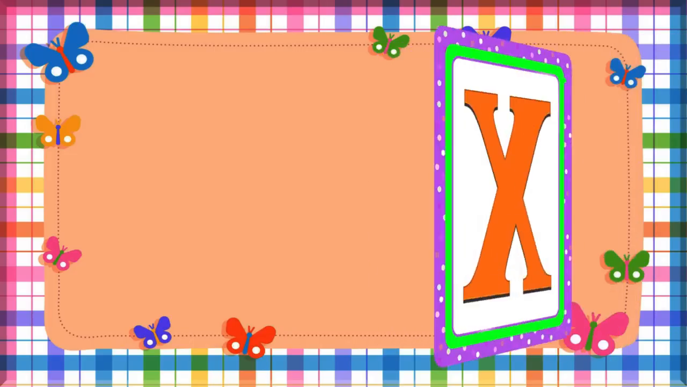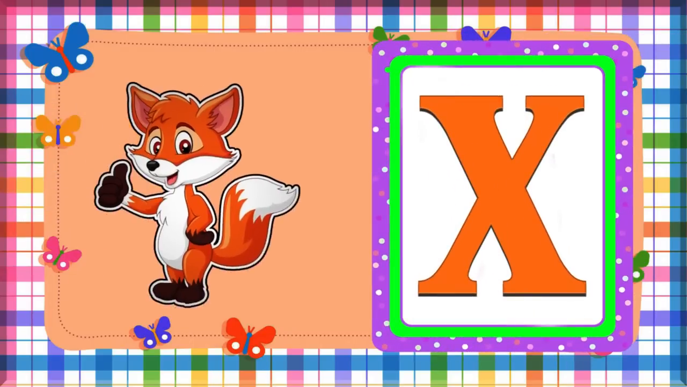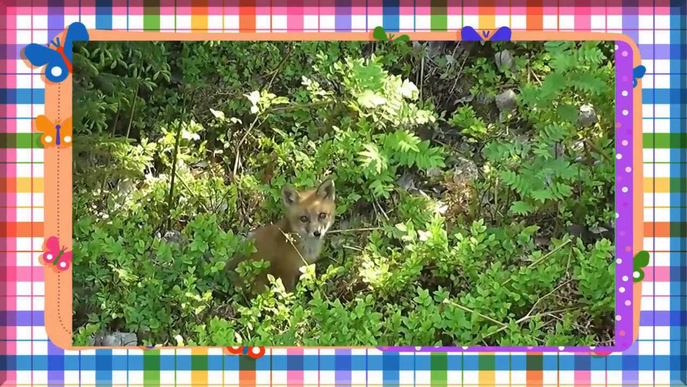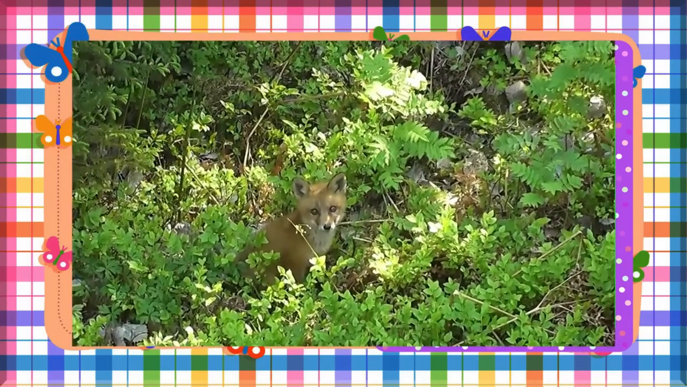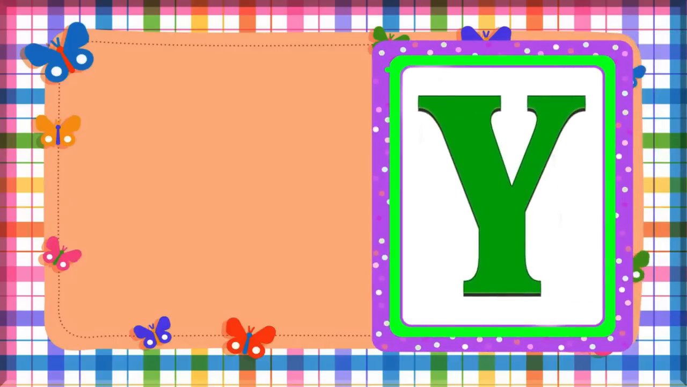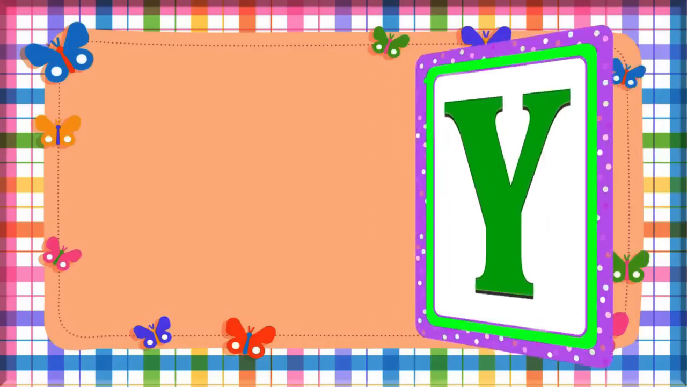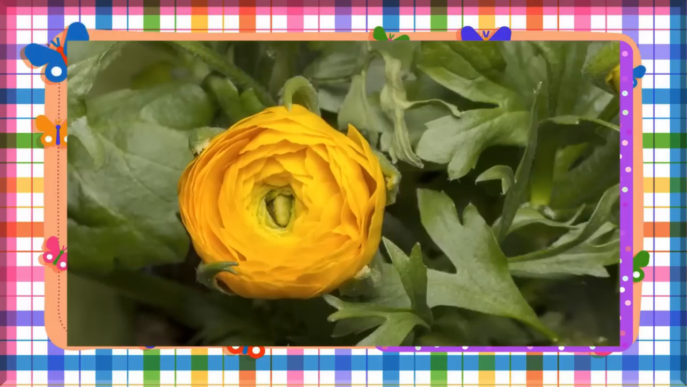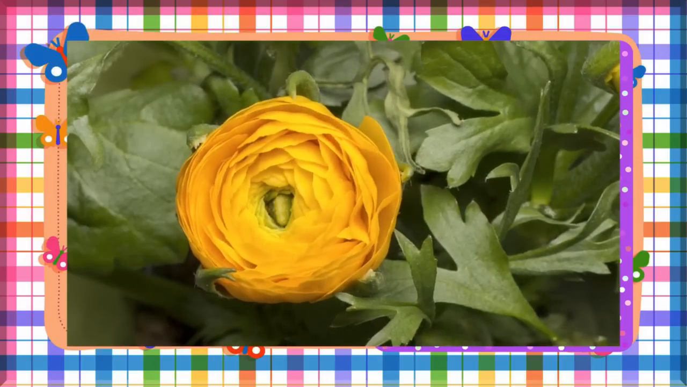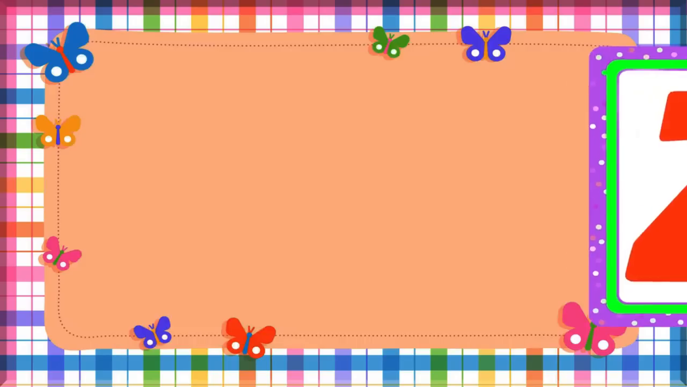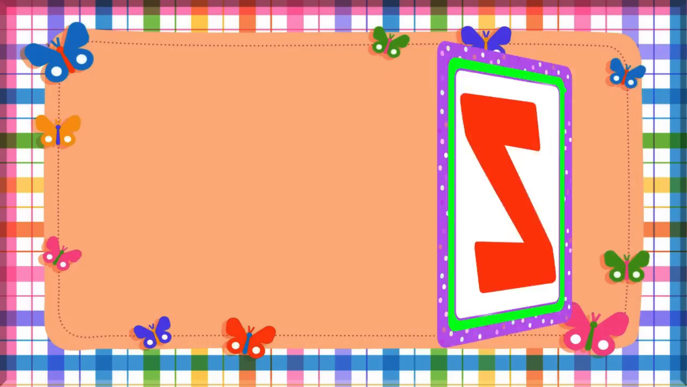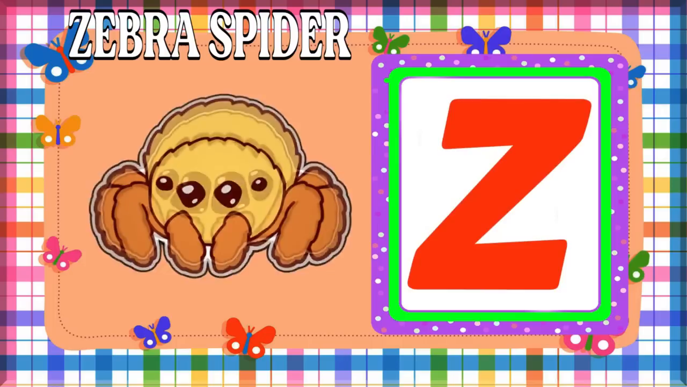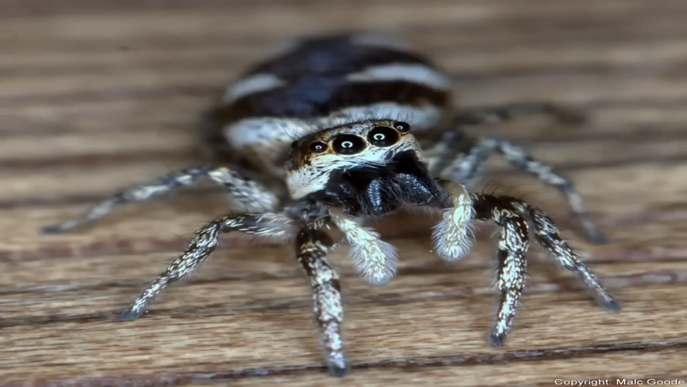X. X is for fox. Fox. Y. Y is for yellow flower. Yellow flower. Z. Z is for zebra. Zebra.